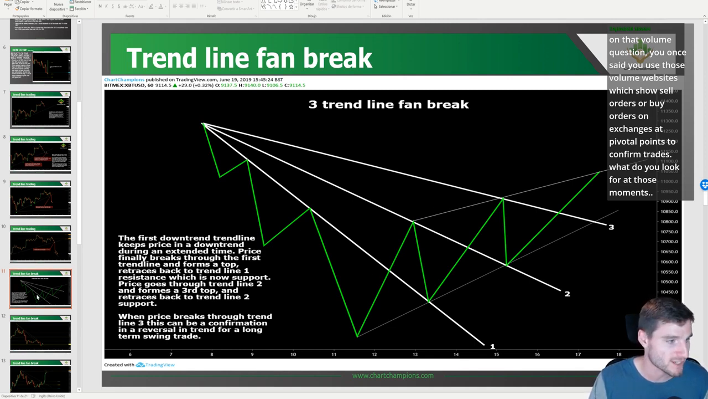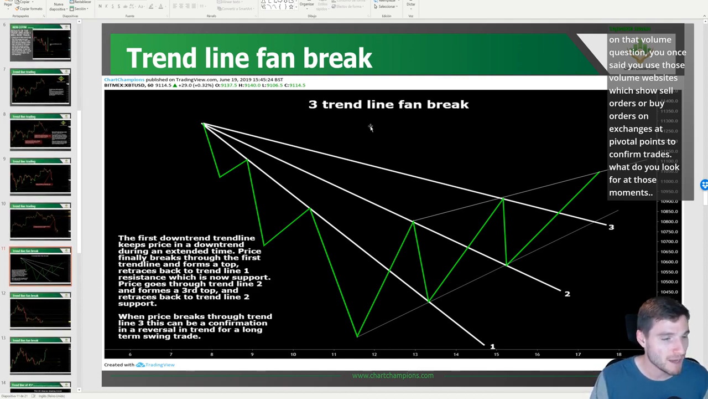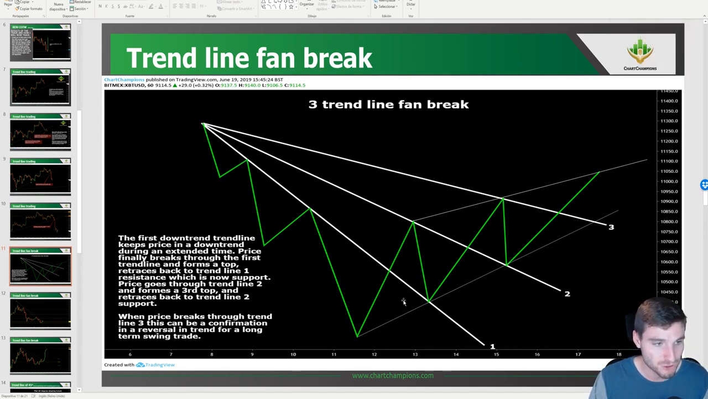Obviously this is a picture perfect example because it's not a real example. I've got some examples of live charts for you in a second. But basically you connect the series of highs that are forming the downtrend. So we can say this is lower high, lower low, lower high, lower low, downtrending, and we've got our clear resistance trend line that's holding down the trend. So the first downtrend line keeps the price in a downtrend during an extended time. Price finally, at some point, is going to break through the downtrend resistance line. Price will break through that resistance line and form a new high.